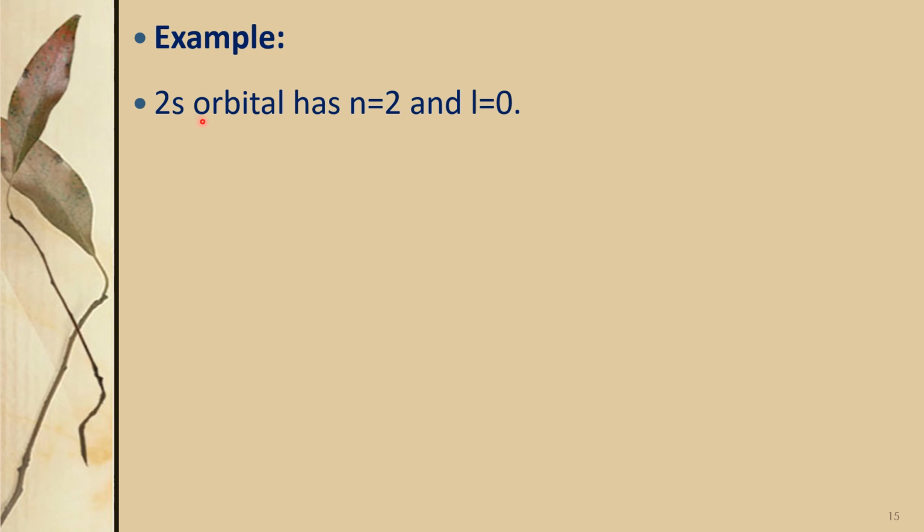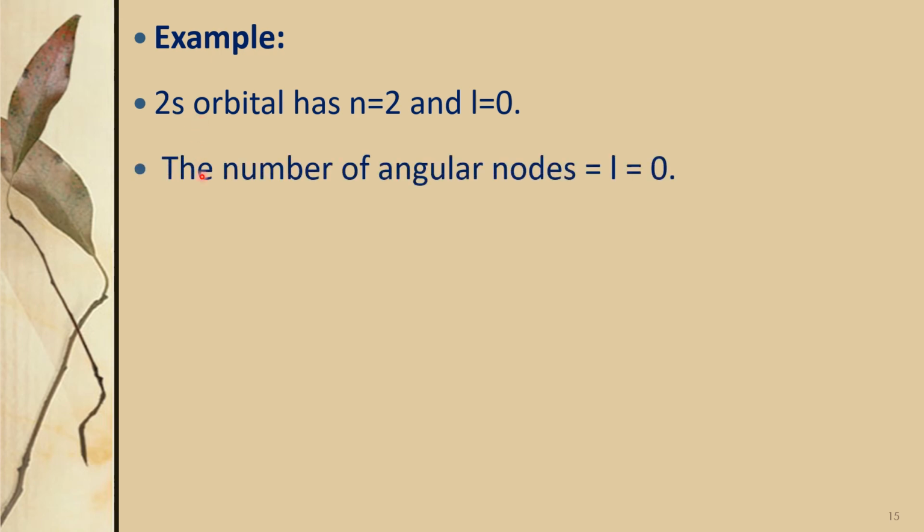Now for 2s orbital, the number of angular nodes equal to what? L. L equal to how much? 0. That means for 2s orbital, angular nodes are not there. Why? Because it is spherical in shape. When it is spherical in shape, there is no question of angle formation. So angular nodes are 0.